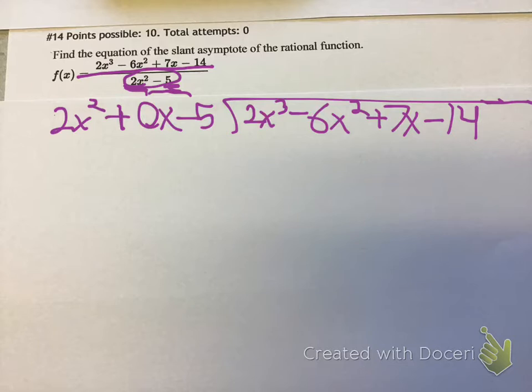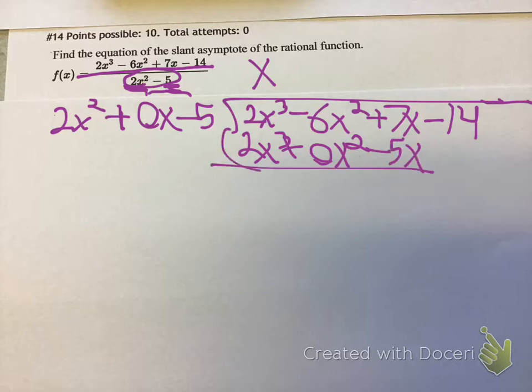And we're just doing long division. Let's see if I can do this fast enough without being boring. 2x squared times something equals 2x cubed. I think we just times it by another x there. And so then if I were to times that out, x times 2x squared is 2x cubed. x times 0x is 0x squared. And then x times minus 5 is minus 5x.